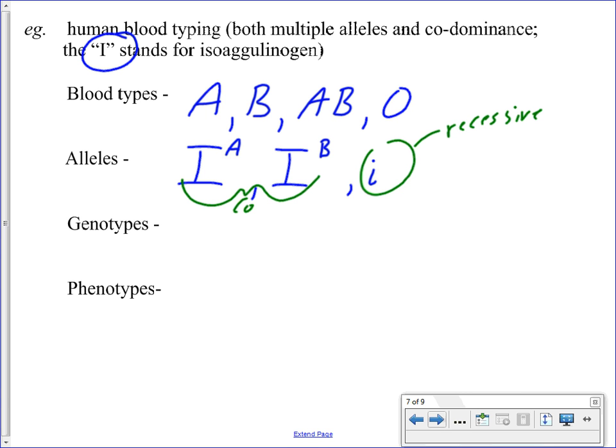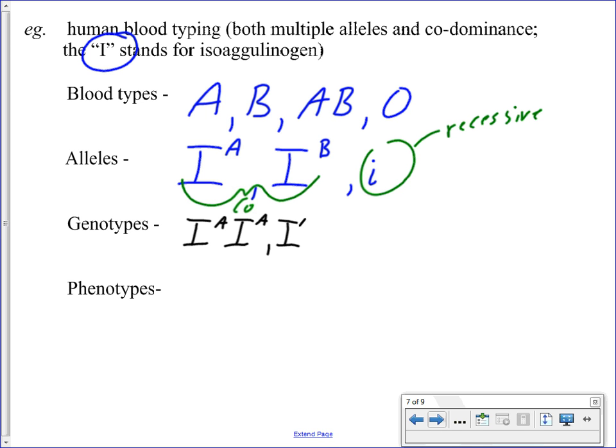In terms of the phenotypes, there are a number of different possibilities. I'll write all of these down. The first possibility is we can have homozygous for the I^A.